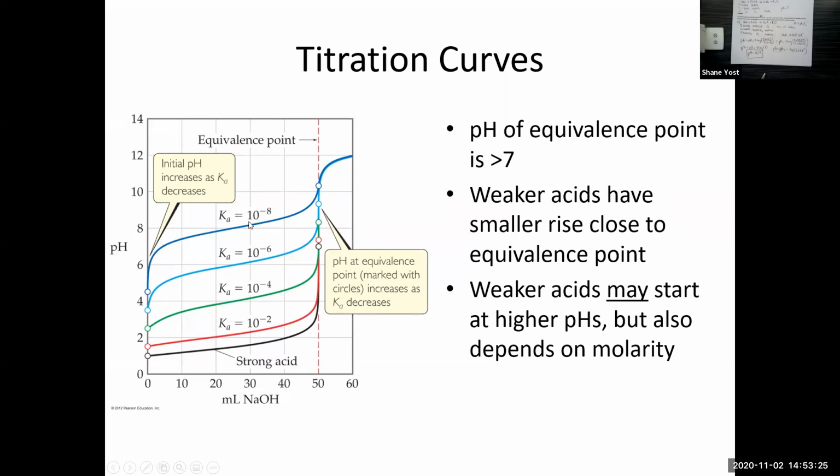Because the weaker my acid is, the stronger the conjugate base is going to be at equivalence point. So right at equivalence point, you've reacted all of your weak acid and you just have the conjugate base in solution, and so the conjugate base is what's determining the pH. As I have a weaker and weaker acid, the conjugate base gets stronger and stronger, so the pH at equivalence point gets higher and higher as I get to weaker and weaker acids. Okay.